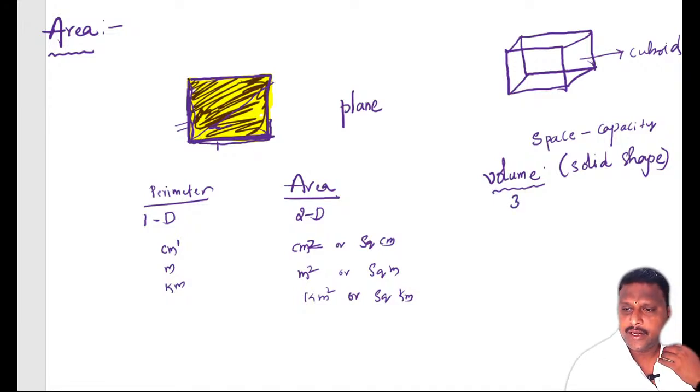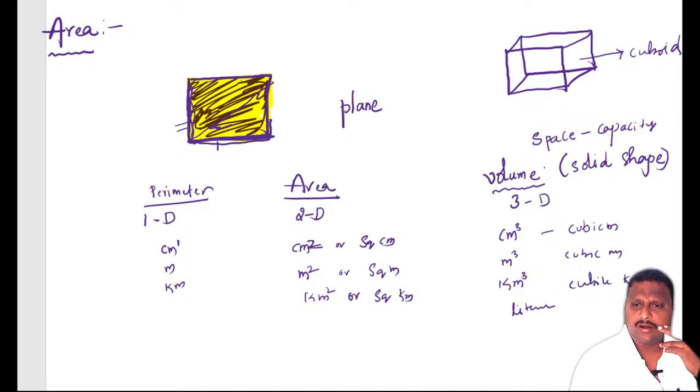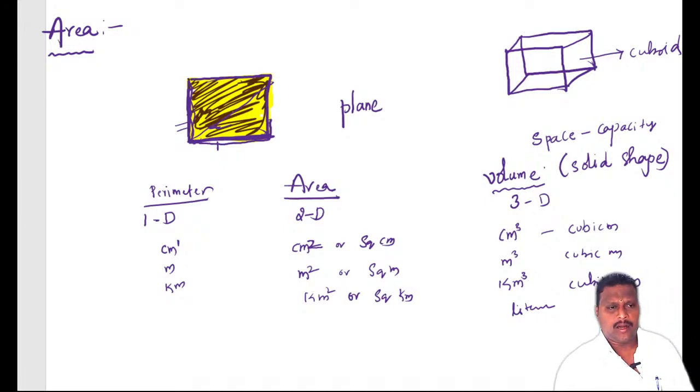This is three-dimensional, and the dimensions are centimeter cube, meter cube, kilometer cube, or liters. Okay, this is cubic centimeter, cubic meters, cubic kilometers. This is all about the area, perimeter, and the volume.